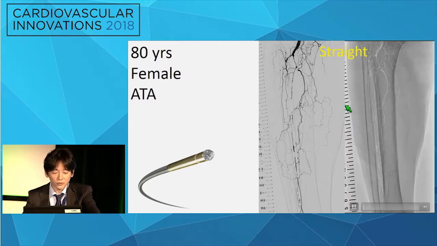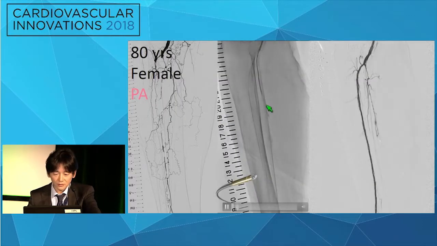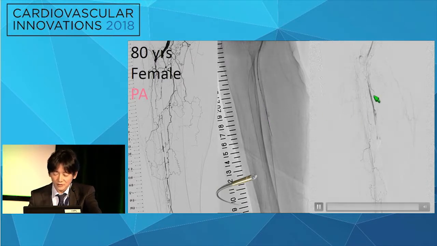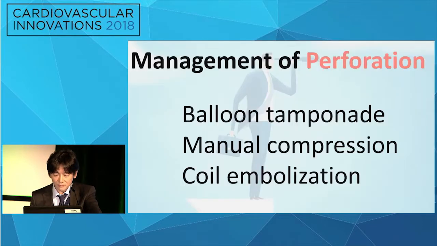Even if you can use the true path, so I advanced the true path through the peroneal artery like this, believing the sound guide. However, the true path can make a hole and make a fistula like this. So as you can see, the wire perforation or true path perforation. How should we manage it?